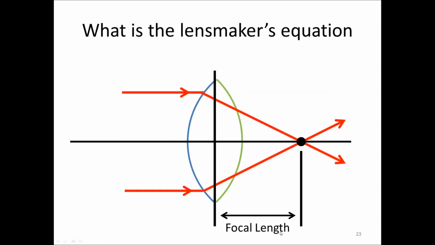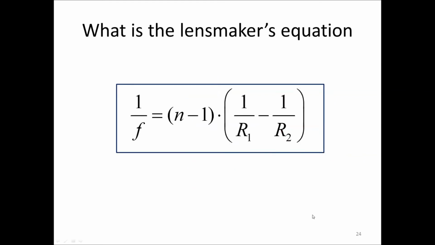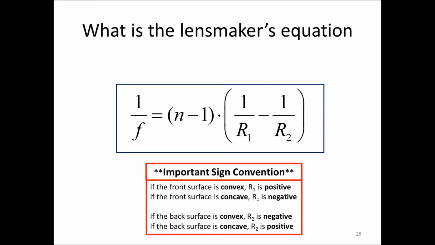So, putting all of this together, we get the Lensmaker equation. This is the relationship between the focal length, the refractive index, and the radius of curvature of the front and the back surface. Now, when using this equation, it's very, very important to keep sign convention in mind.